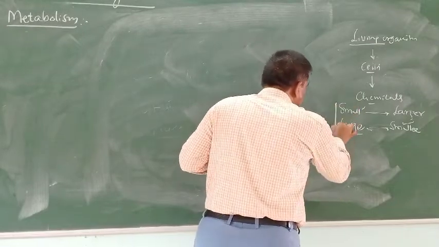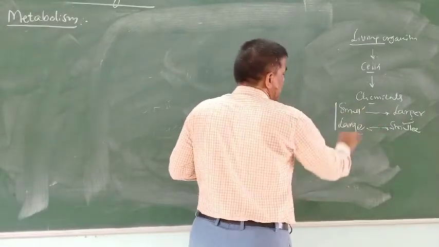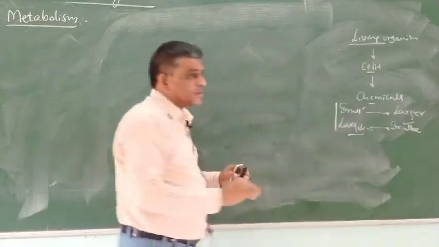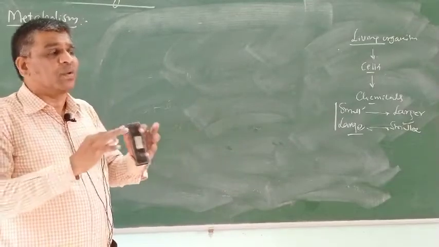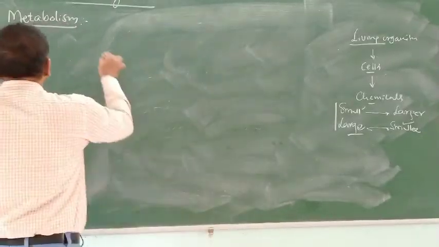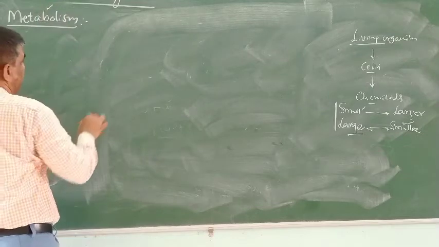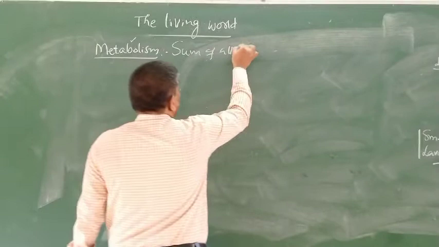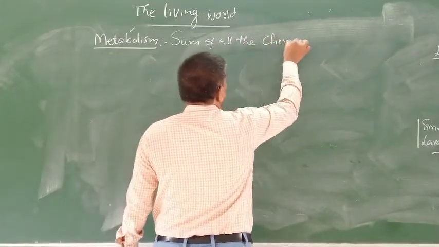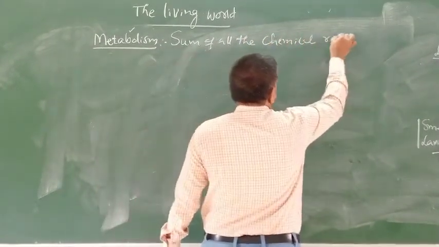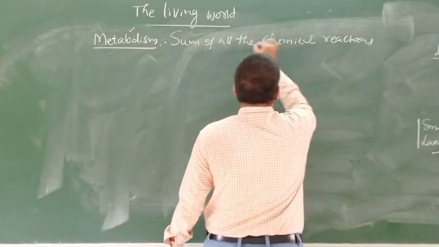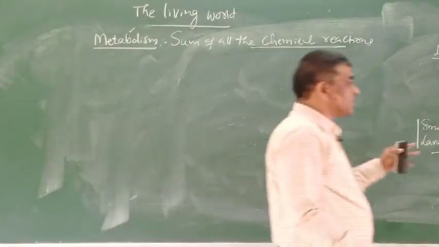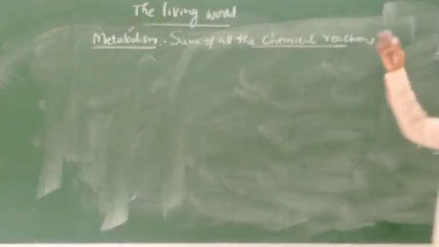What is this process? These chemical reactions that make smaller molecules into larger molecules, or larger molecules into smaller molecules, are going on in the body, and all these processes are collectively known as metabolism. Metabolism is therefore the sum of all the chemical reactions which are taking place in the body. Whatever chemical reactions take place in the body are collectively known as metabolism.